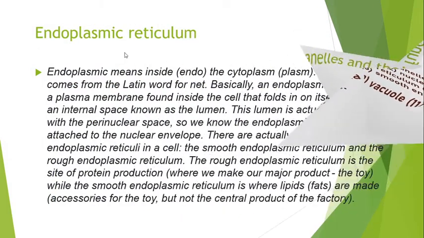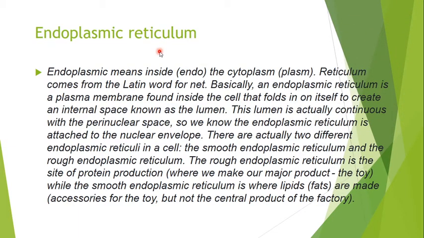So first we are going to study the endoplasmic reticulum. Endoplasmic reticulum, from the Latin word for net, because it looks like a net. Basically, an endoplasmic reticulum is a plasma membrane found inside the cell that folds in on itself to create an internal space known as the lumen. This lumen is actually continuous with the perinuclear space, so we know the endoplasmic reticulum is attached to the nuclear envelope. There are actually two different endoplasmic reticuli in a cell, the smooth and the rough. The rough one is the site of protein production.